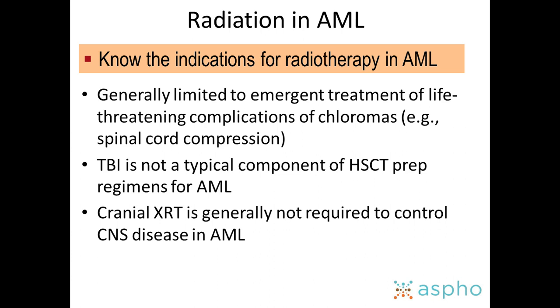All right. One of the good things about AML is that you rarely need radiation. So they would like you to know the indications for radiotherapy in AML, and they're generally very limited to emergent treatment of life-threatening complications of chloromas. So, for example, spinal cord compression. The 8;21 translocated M2 form of AML is probably the one that's most commonly associated with bulky chloromas. And so every once in a while that'll happen in a paraspinal region and patients will benefit from radiation for that. Total body radiation is not typically a component of transplant prep regimens for AML, and cranial radiation is generally not required to control CNS disease.